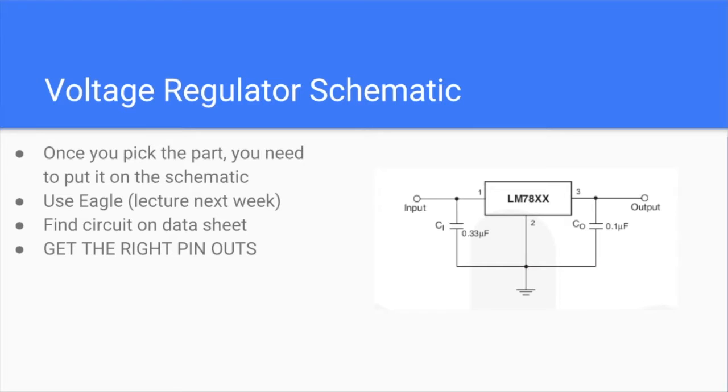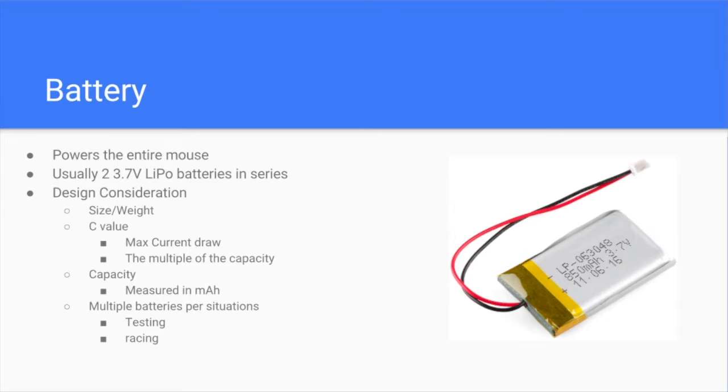Okay. All right. So batteries. Batteries are where the power for the mouse is coming from. The typical design for MicroMouse is that you have two LiPo batteries in series that are 3.7 volts each, which provides you 7.4 volts. All components pretty much run below that voltage, so you would just use power regulators to step down.